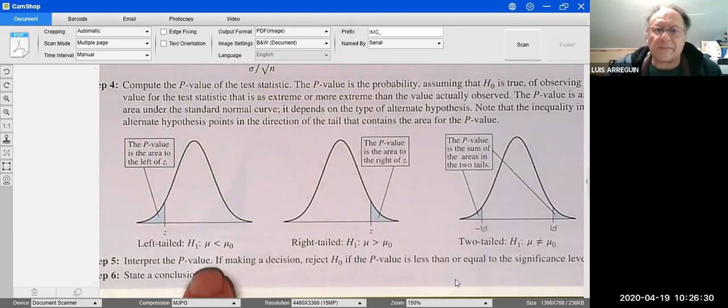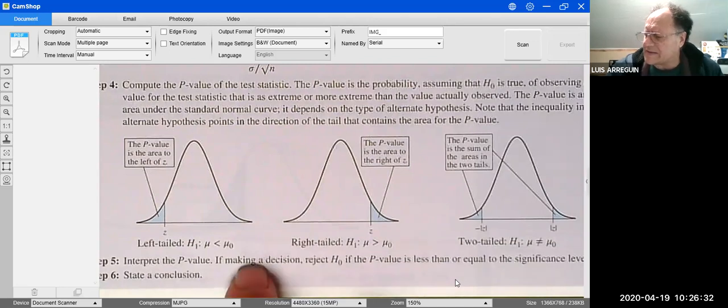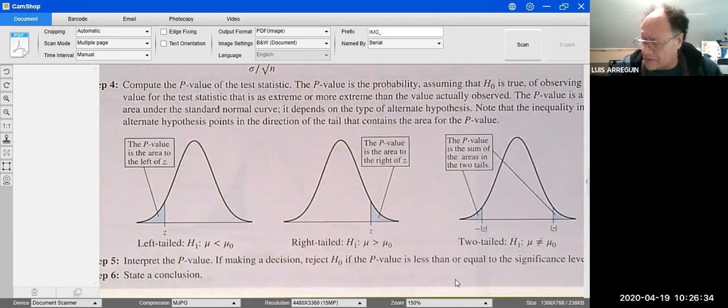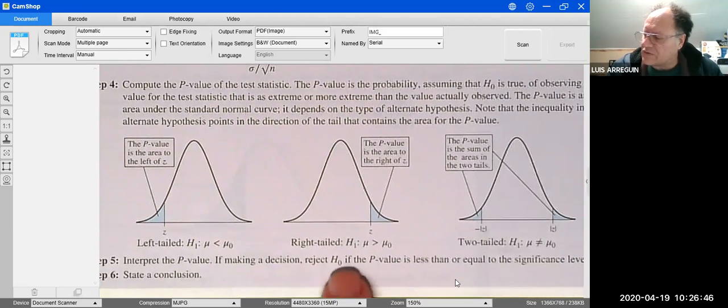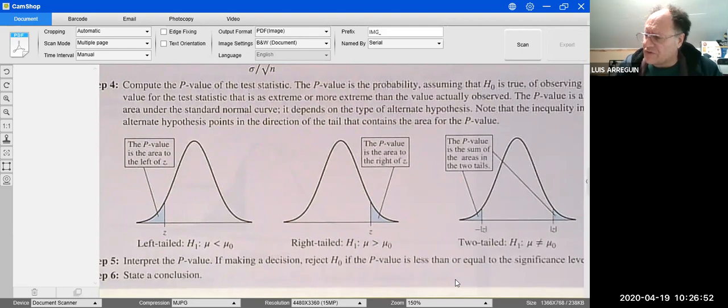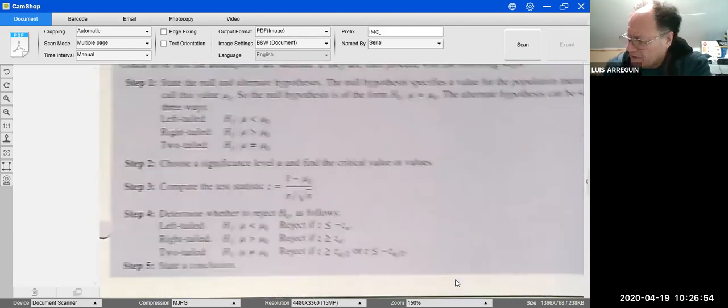Then we're going to interpret the p-value. This is the easiest method because interpreting the p-value is very easy. You just need to know that if the p-value is very, very small, the null must go. So if the p-value is less than or equal to alpha, then you reject the null. I'm going to give you these two procedures in one procedure only to simplify our life.